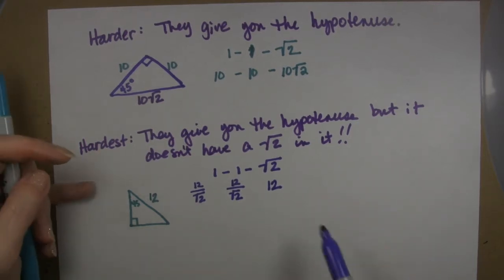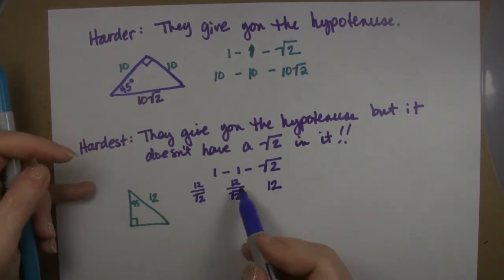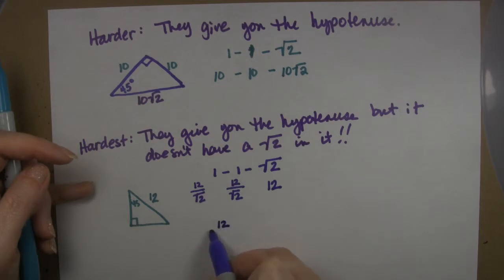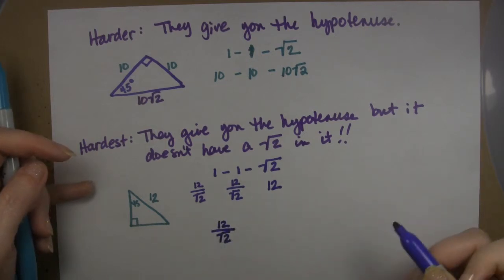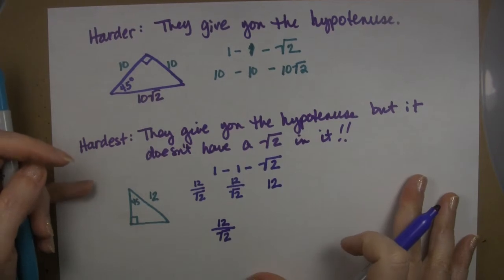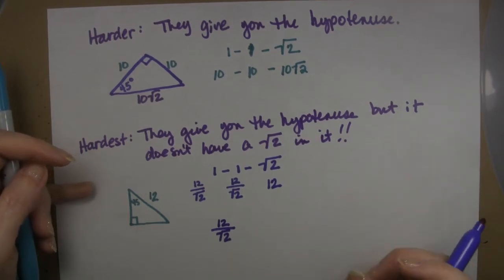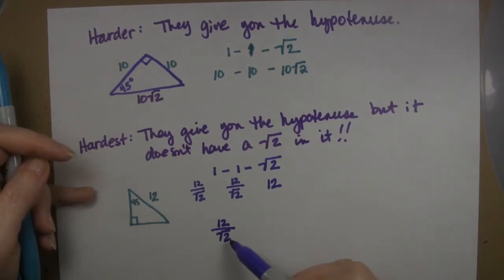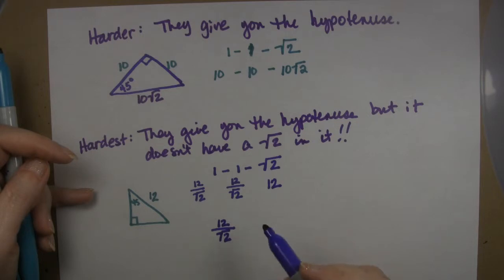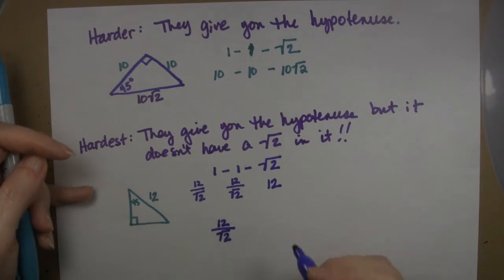Okay, so what does that mean? So I have 12 divided by radical 2. That is what we call an ugly number. That's the official term. It's ugly. The reason it's ugly is because we have a radical sign in our denominator, and generally speaking, that gives real mathematicians the heebie-jeebies. So we want to get rid of that radical 2.